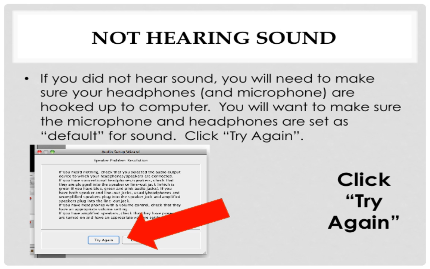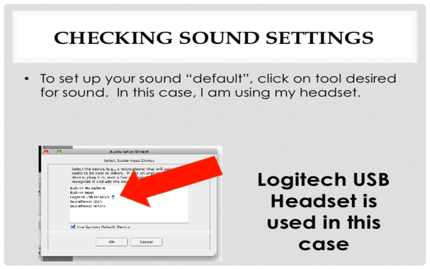To set up your sound equipment as default, click on the tool desired for sound. This dialog box will open up when it's asking you to set your default for your sound equipment. In this case, I am using my USB headset.